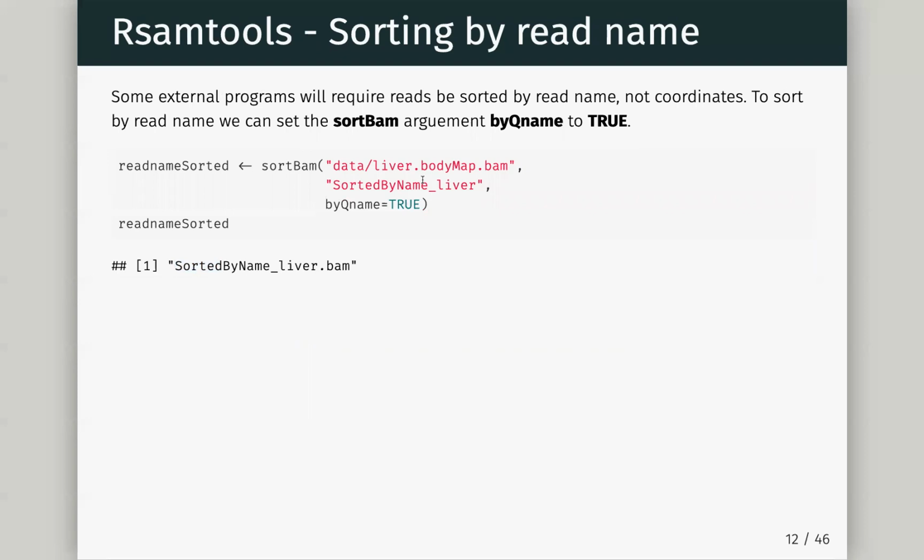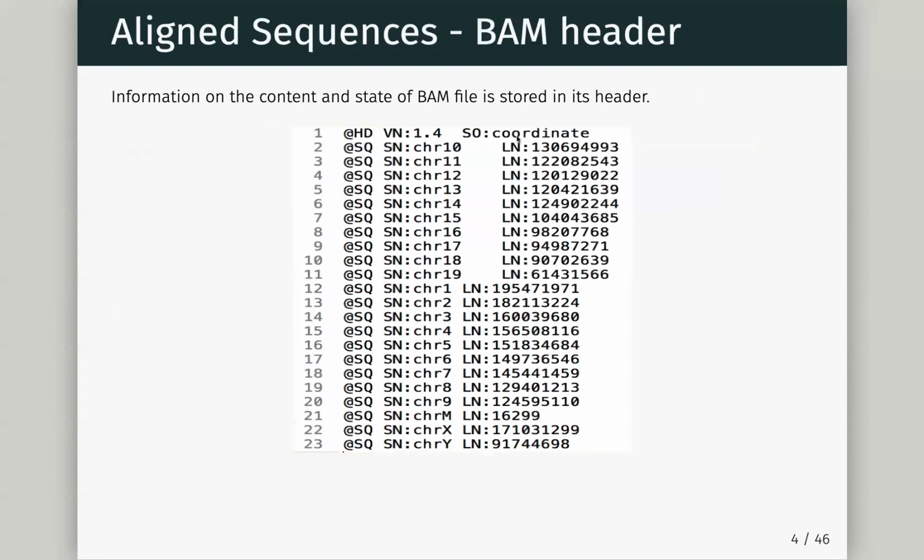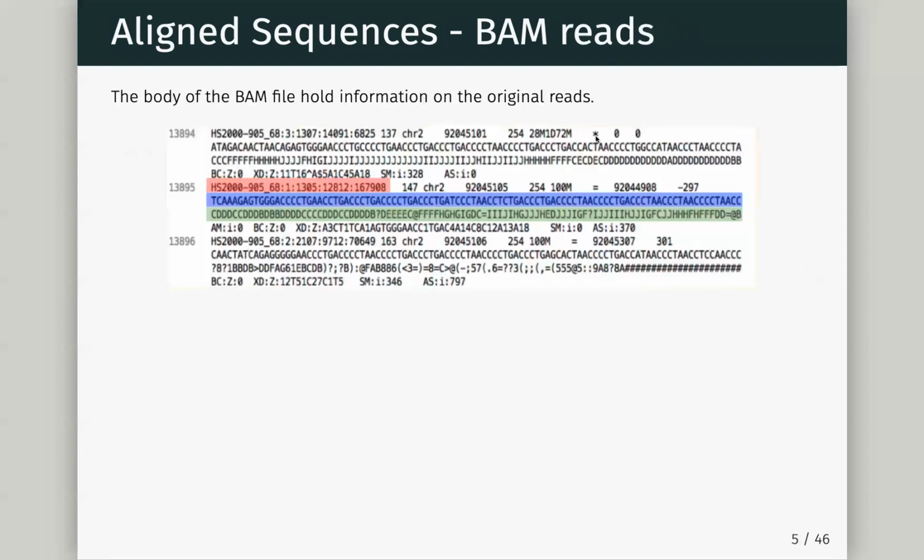Some external programs will require that reads be sorted by read name. So we could check, obviously, our sort order. It says coordinate here. Sometimes this is going to need to say query name, and that means it's going to be sorted not by their position of alignment, but it's going to try and place reads next to each other based on the read name. So if we have paired data, you'll have this twice in your BAM file. You'll have one for read 1 and one for read 2.